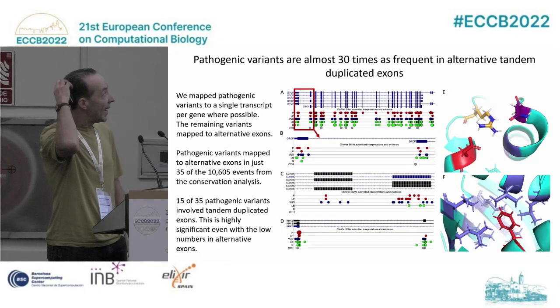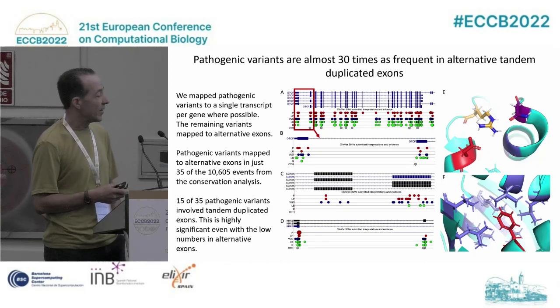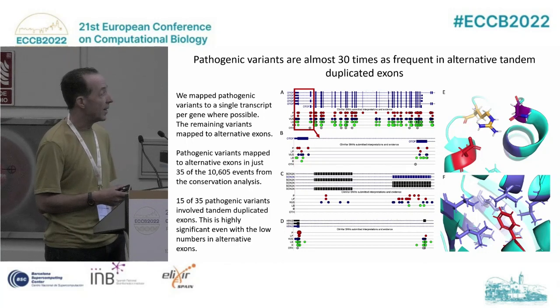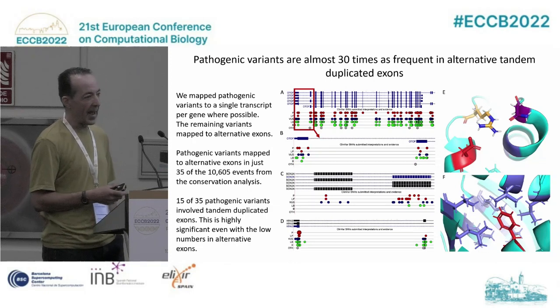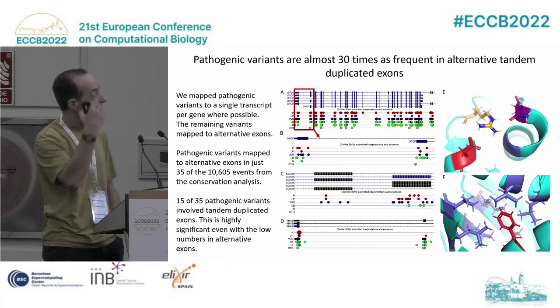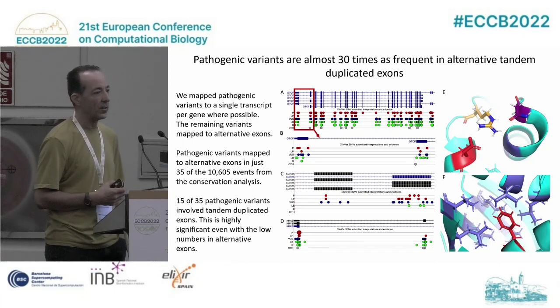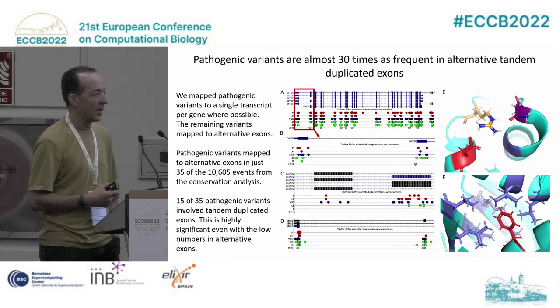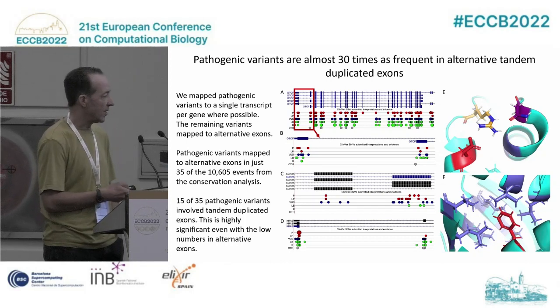So just for these exons, first of all, we mapped all pathogenic variants to a single isoform within each gene, and then any pathogenic variant that didn't map to this single isoform was counted as a pathogenic variant that mapped to an alternative exon. We saw how many of these alternative exons that had pathogenic variants involved tandem duplicated exons, and we found just 35 pathogenic variants in alternative exons, which is very low. But of these 35 sets of pathogenic variants in exons, 15 of them were in tandem duplicated exon substitutions. And even though there's such a tiny, tiny number of pathogenic variants, this was still highly significant.